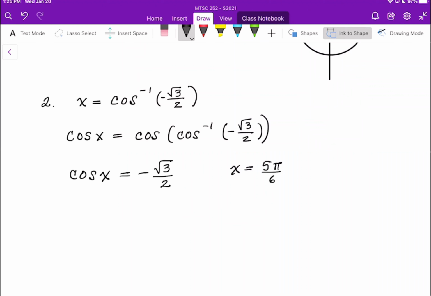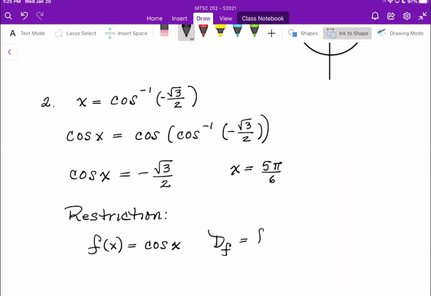Now, what was my restriction? Well, remember, our restriction for cosine was that if f of x is equal to the cosine of x, then the domain of that function is the set of all x such that x is between 0 and pi.